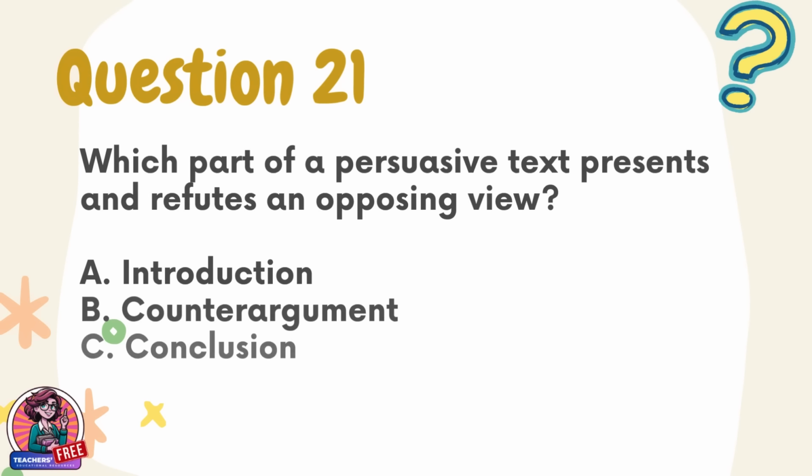Question 21. Which part of a persuasive text presents and refutes an opposing view? A. Introduction. B. Counterargument. C. Conclusion.